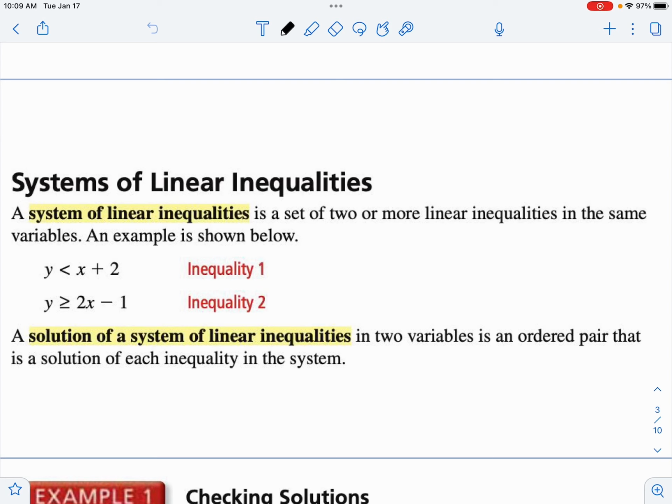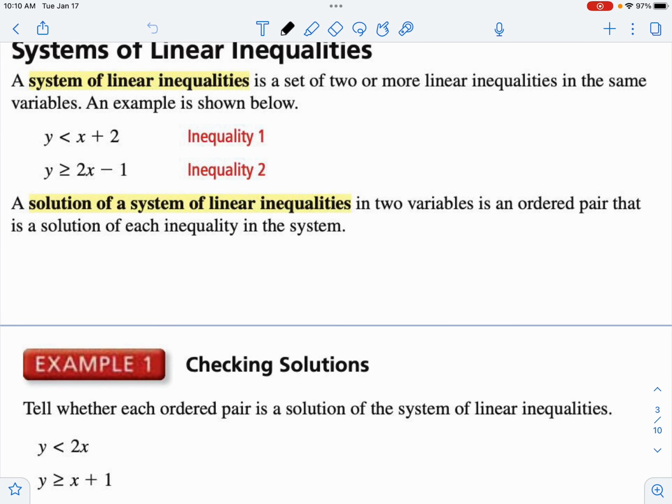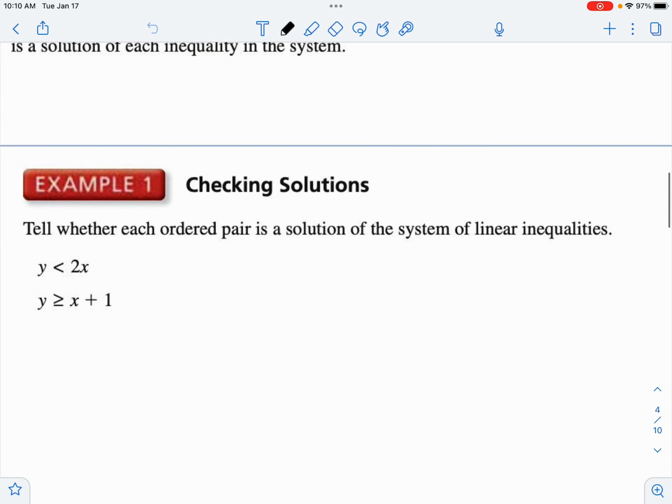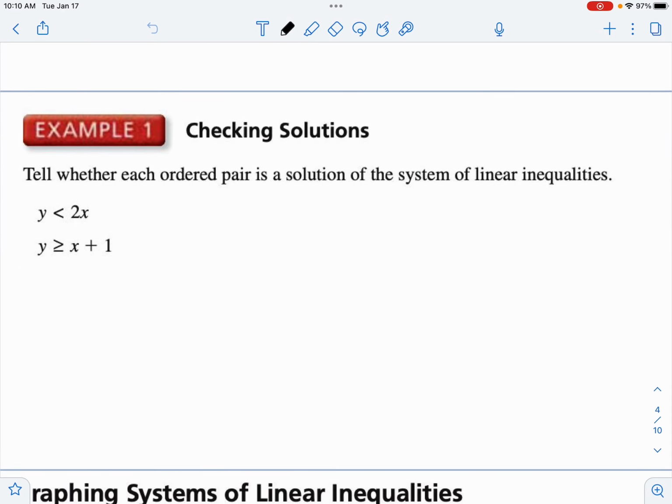And then a solution to a system of linear inequalities is an ordered pair that is a solution to each inequality, so it has to work for both. So we did this when we were doing systems of linear equations, where we plugged in an ordered pair to see if it worked for each inequality. So the ordered pairs that we need to use are, for example, one are 3, 5. And then the second one we'll do is -2, 0. Okay. So we just need to plug them in.